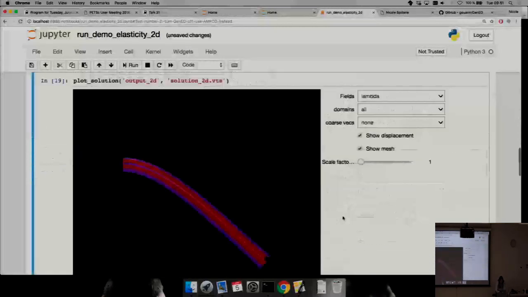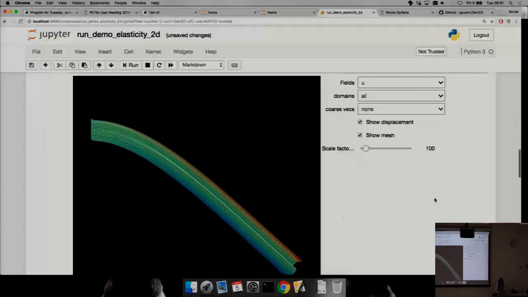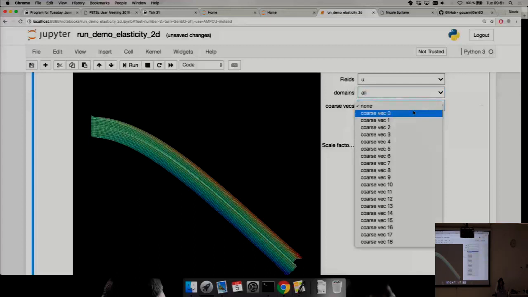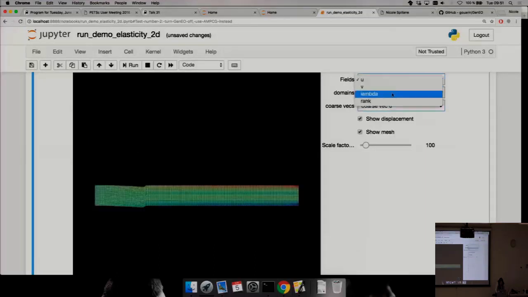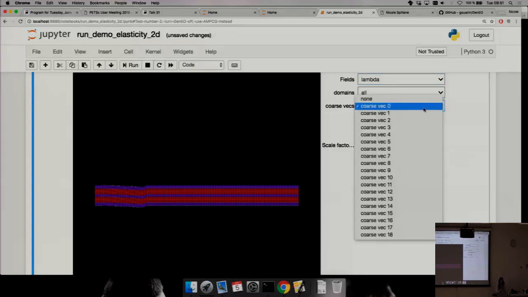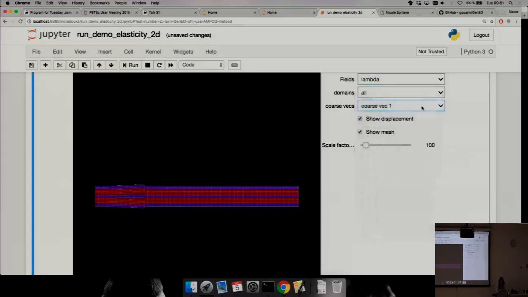So I can plot these, and this is what I'm going to do here. This is just a solution again, and then I can plot the coarse vectors. So I will show you the materials. The first coarse vector is for subdomain 0. I have 2 for subdomain 0, and then from here on we are on subdomain number 1.